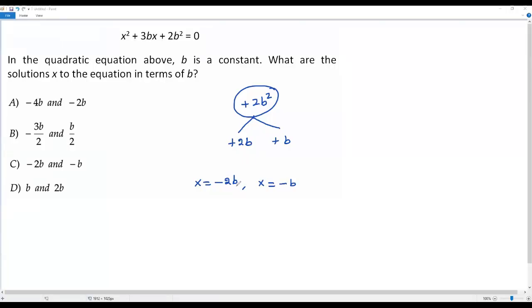So the solutions to the given equation are -2b and -b. We find this -2b and -b in answer choice C. The correct answer choice for this question is C.